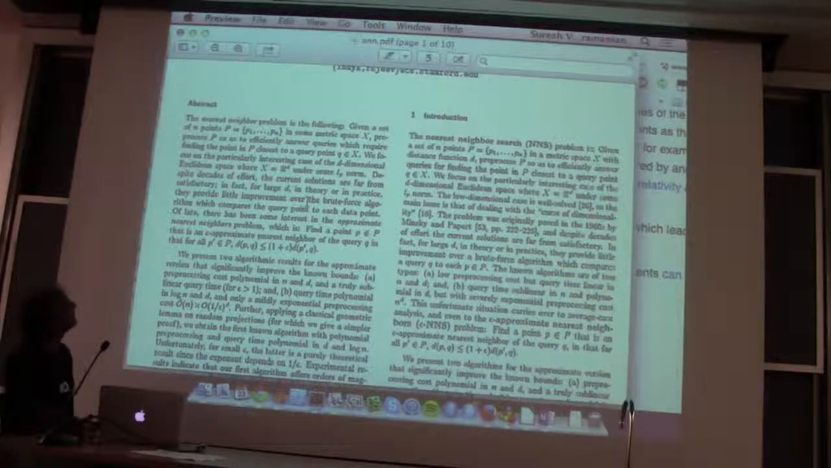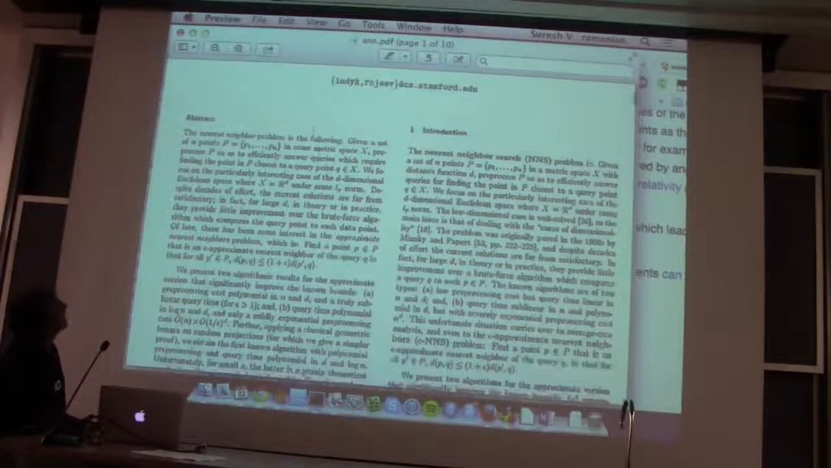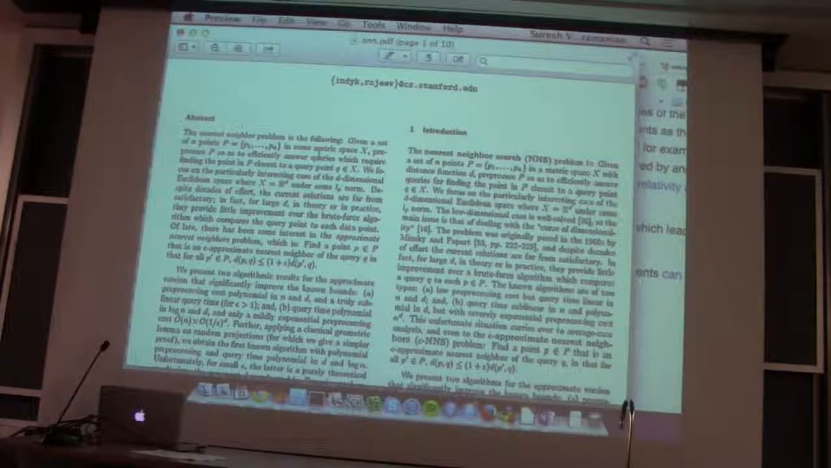So let's go back to our paper. A given set of points in some blah, blah, blah. Pre-process the points to efficiently answer queries. Stop me if there are words here that are not making any sense to you, because I have too much background to do a true improv. If you feel like there's something you don't understand, that's a good example to stop. So find a point in P closest to a query point Q in X.